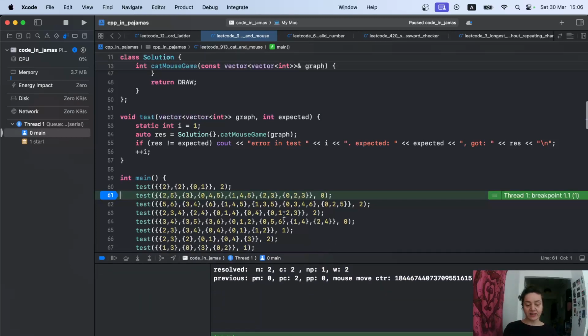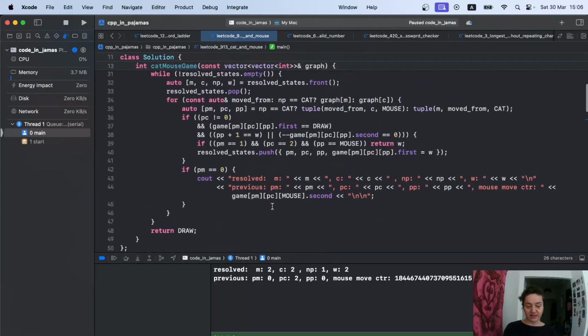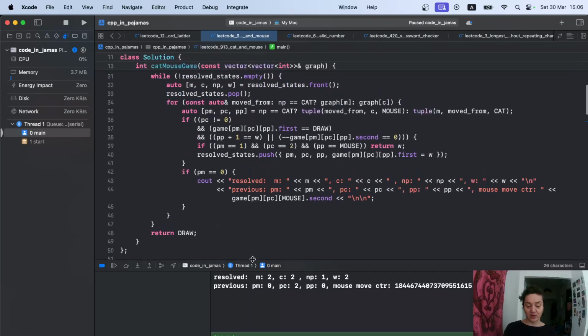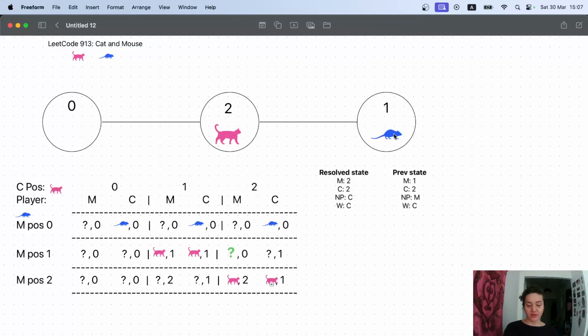And as you can see, we got to the situation where the resolved state is, as we had on the paper, mouse at 2, cat at 2, next player is the cat, and the winner is the cat. And we said, remember, both here, and the winner is the cat, and the previous state was this, and we said, how can it be? The cat already wins here. Well, here you can see why it doesn't matter.